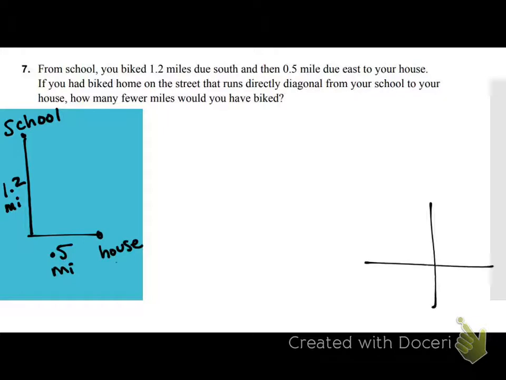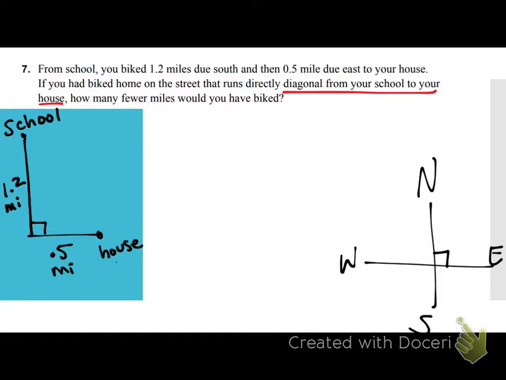So the reason this pertains to anything we are doing is, remember, never eat soggy waffles, okay? North and south and east and west are perpendicular to each other. So when we stop going south, even though I didn't draw a great line, and we start going east, that is a right angle. Okay, so what it's asking, if you had biked home on the street that runs diagonal from your school to your house, how many fewer miles would you have biked?